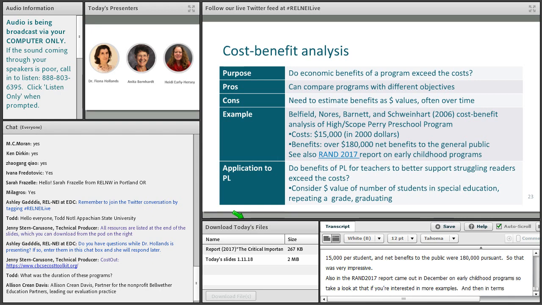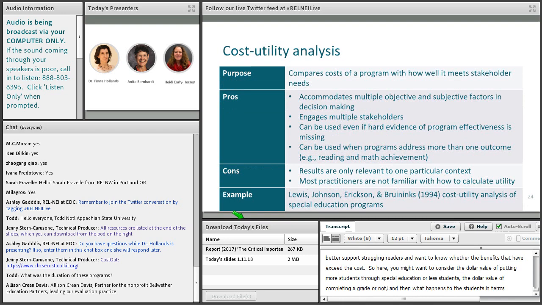And then in terms of an application to professional learning, you might be providing an activity to help teachers better support struggling readers and want to know whether the benefits of that exceed the cost. So here you might want to consider the dollar value of putting more students through special education or fewer students, the dollar value of repeating a grade or not, and then what happens to the students in terms of extra earnings if they graduate on time.